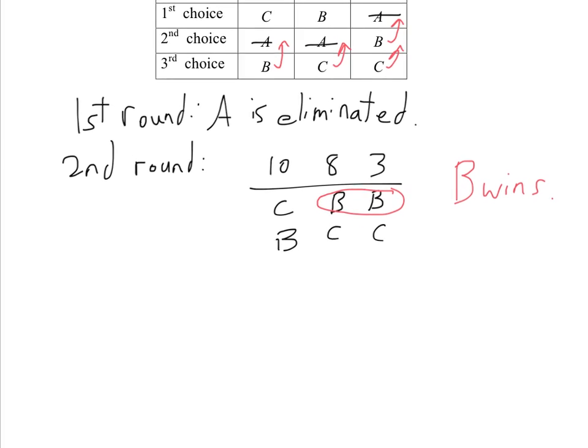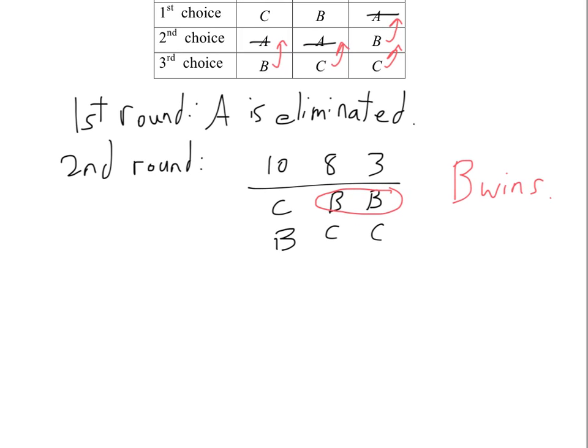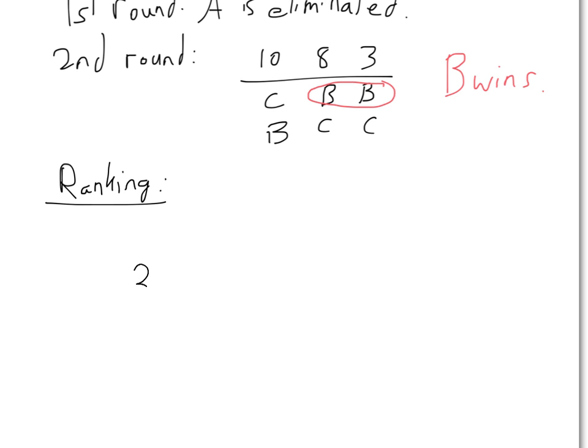Finally, we work out the ranking, which is easy to do because we've already done all the real work. So the ranking is in reverse order of elimination. That means that in third place will be A, second place C, and first place B. A was eliminated first, C was eliminated next, and B was the last one standing.